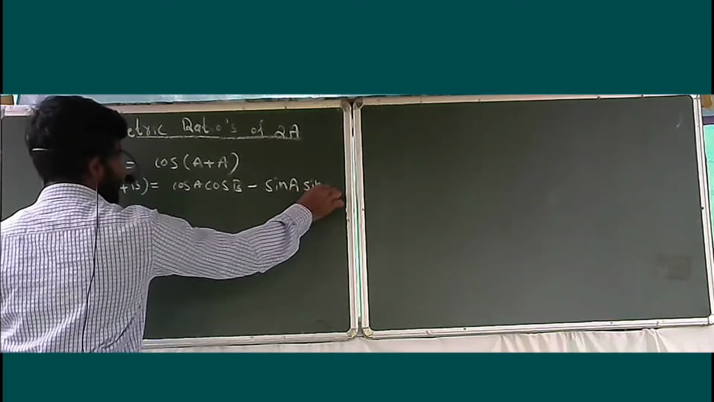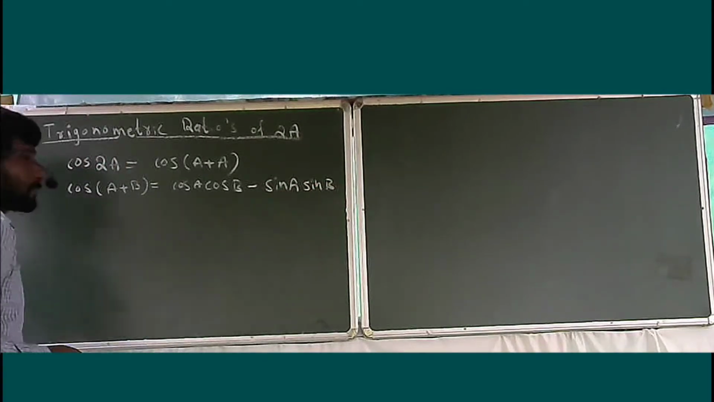Next one is cos 2A. Cos 2A is equal to cos of A plus A. You can write angle 2A as sum of two angles, that is A plus A. And we have the formula cos of A plus B is equal to cos A cos B minus sin A into sin B. It's a formula for cos of A plus B.